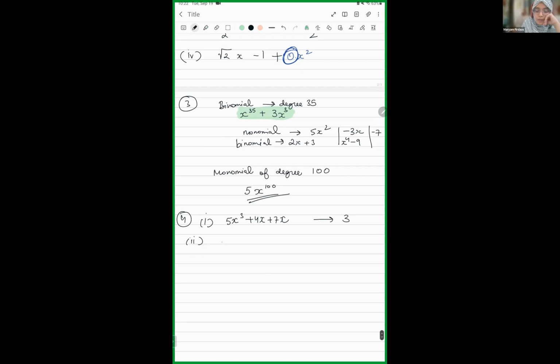4 minus y square. Abdul Rahman, the degree of this polynomial? Hurry up. Not sure. Why are you not sure? What were you doing all this time? Okay. Yes, Abdul Jabbar. 2, ma'am. Yeah, the degree is 2.